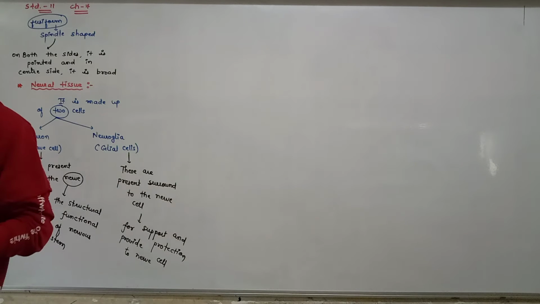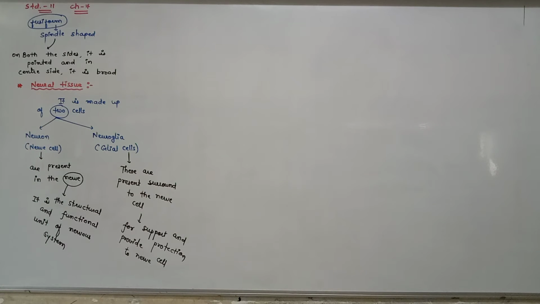Nervous tissue is also known as neuroglia. And here in the nervous tissue, the two types of cells are there: neuron, that is nerve cell, and glial cells.